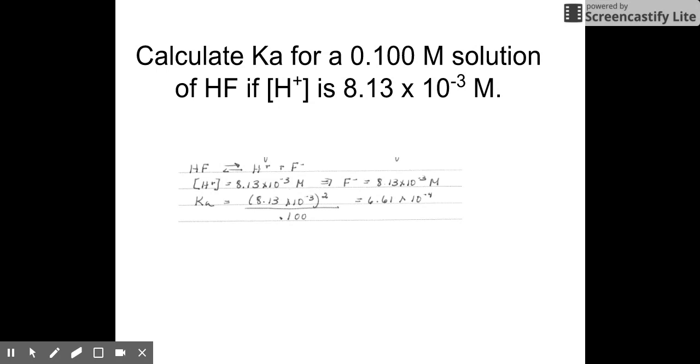So here's my solution. I wrote out the equation, and then underneath, I wrote the concentrations that were given in the problem. Do you notice the initial concentration was 0.1 of the acid? The concentration of the H plus is 1.3 times 10 to the negative third, but you notice H plus and F minus are in a 1-to-1 ratio, so that's why I squared the numerator. And then we just plug it in to the equilibrium expression for Ka.